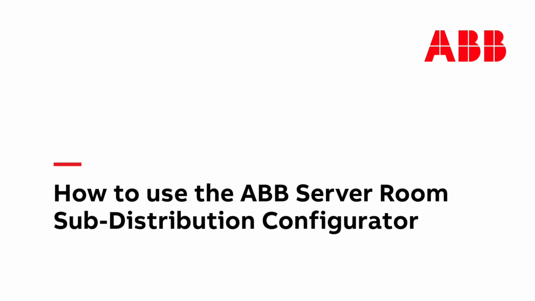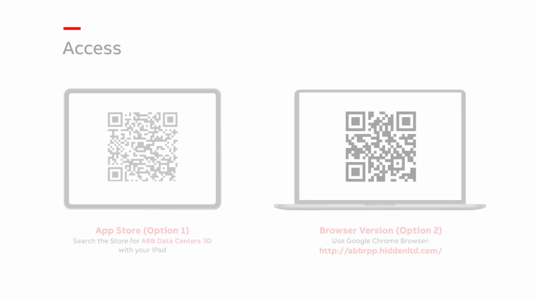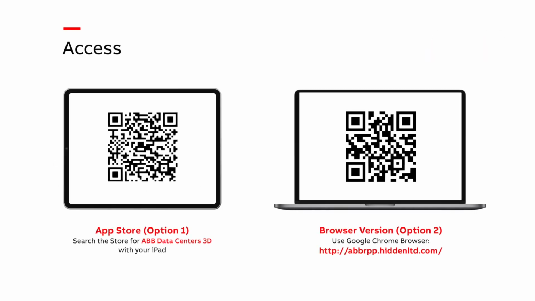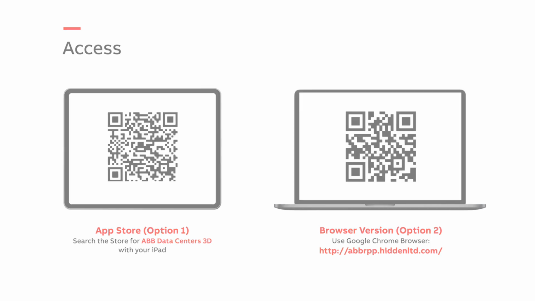How to use the ABB Server Room Sub-Distribution Configurator. To access the tool, follow one of the options displayed. Option 1. Download the app from the App Store, available for iPad only. Or Option 2. Use the browser version, where we recommend using Google Chrome.